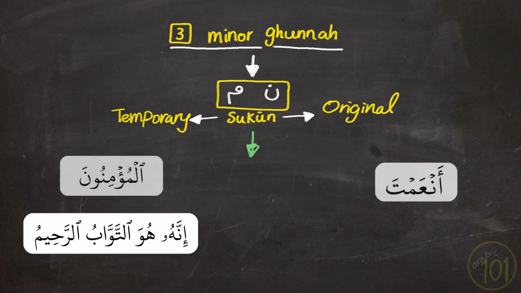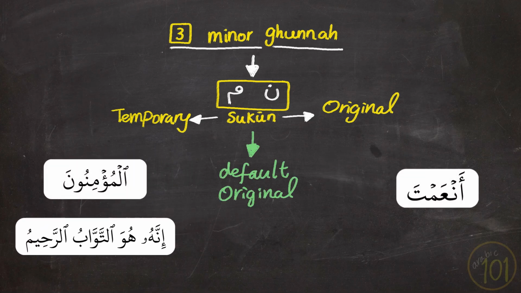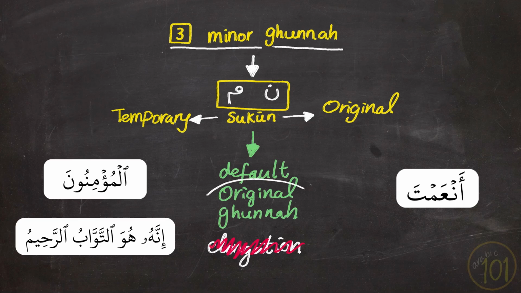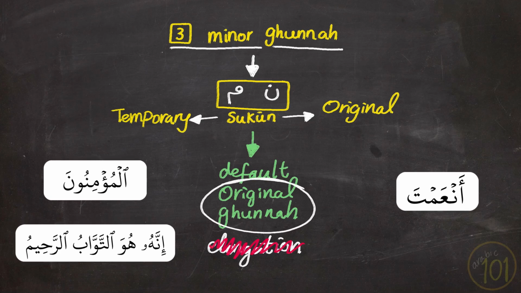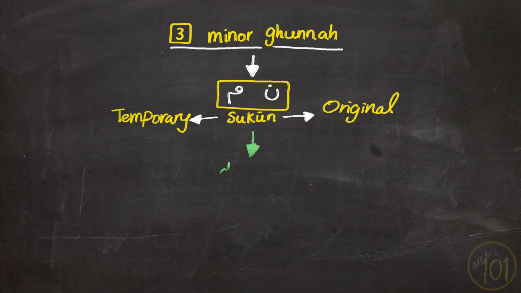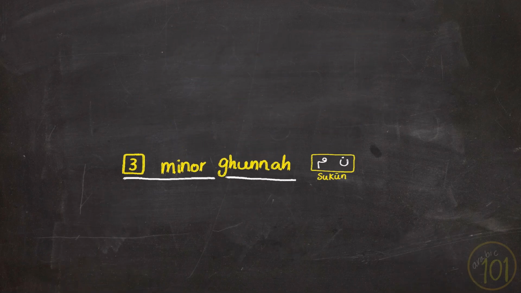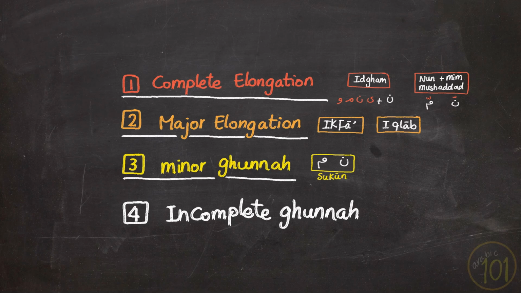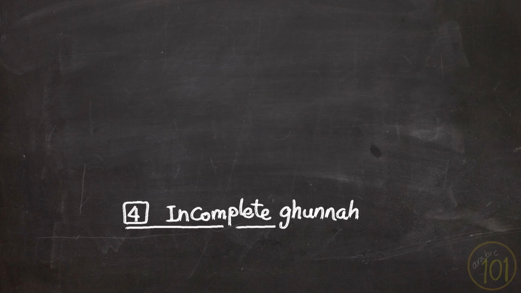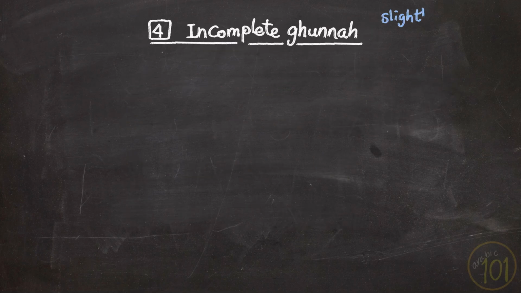الرحيم. So the meme has the default ghunnah without elongation. That is why it is minor, because it has no elongation whatsoever. But there is of course the original ghunnah that cannot be separated from noon or meme. Finally, the last degree of ghunnah, which is the incomplete ghunnah, which is basically slightly less than the regular and the default nasalization state of the letter.